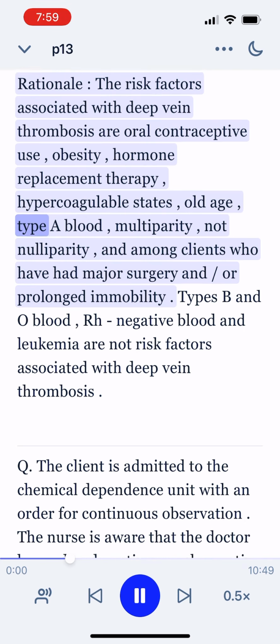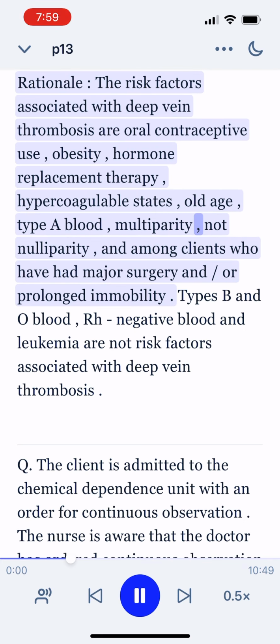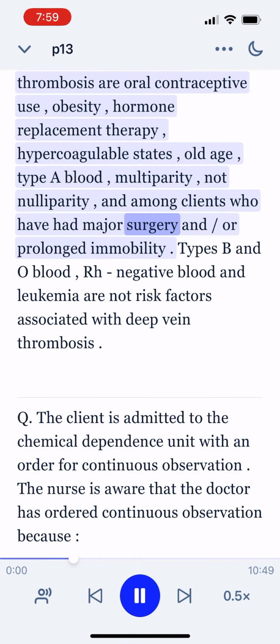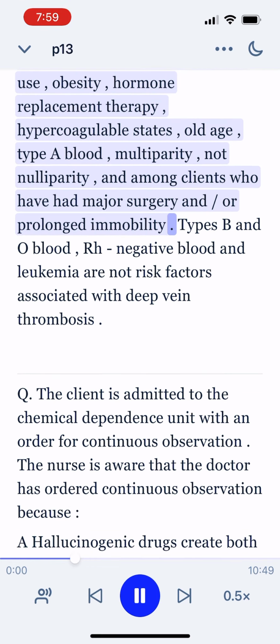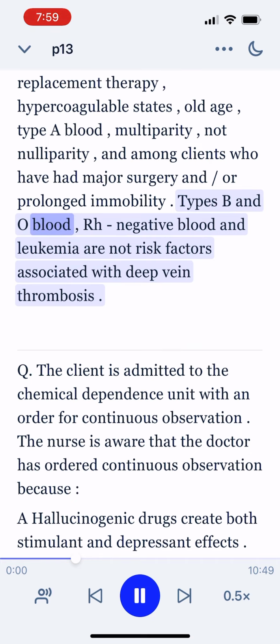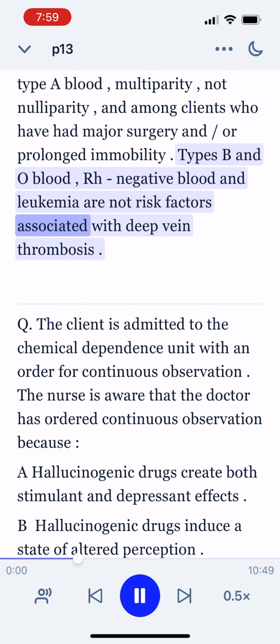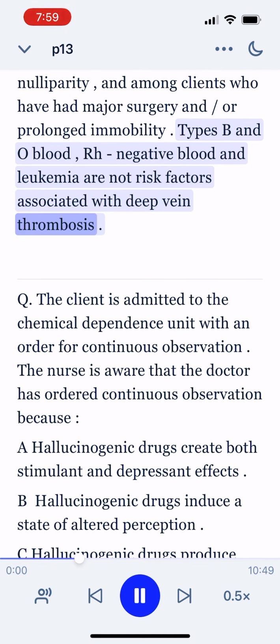old age, type of blood, multiparity, not nulliparity, and among clients who have had major surgery and/or prolonged immobility. Types B and O blood, Rh negative blood, and leukemia are not risk factors associated with deep vein thrombosis.